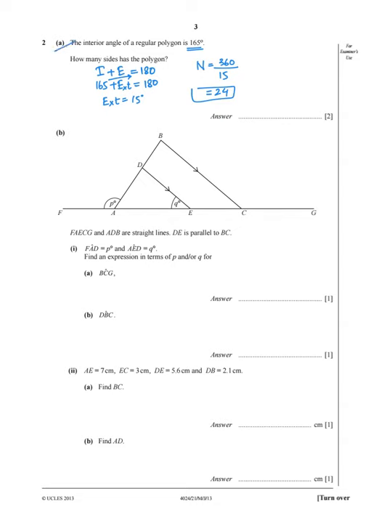For part B, it says FAECG and ADB are straight lines. DE is parallel to BC. So that is an important word. Parallel indicates that now we have alternate and corresponding angles. FAD is P, AED is Q. Find an expression in terms of P and or Q, BCG.